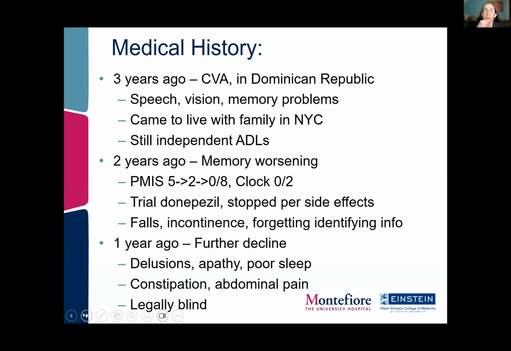So she got a trial of donepezil, but it had to be stopped because of side effects. She also developed falls, incontinence, and was forgetting more of her identifying information. Then a year prior to this visit, she had some further decline, started having delusions, thinking that people were coming into her home, especially at night. Apathy. She was losing interest in things she previously used to enjoy doing, with poor sleep, and was developing constipation and abdominal pain. And that's when her vision also got worse a year ago, and she became legally blind. I'm going into some detail about this because I hope you'll keep some of these details in mind about this patient's story as we talk through later today.